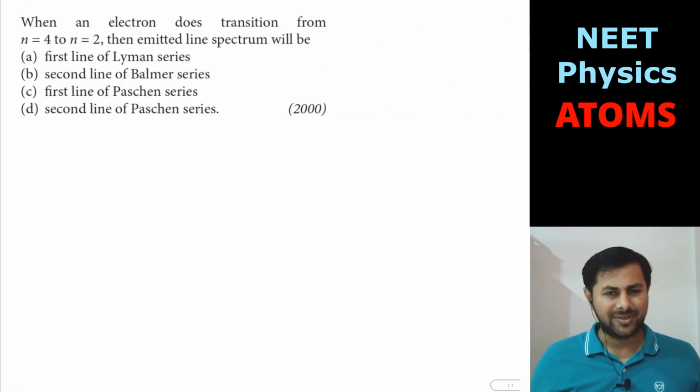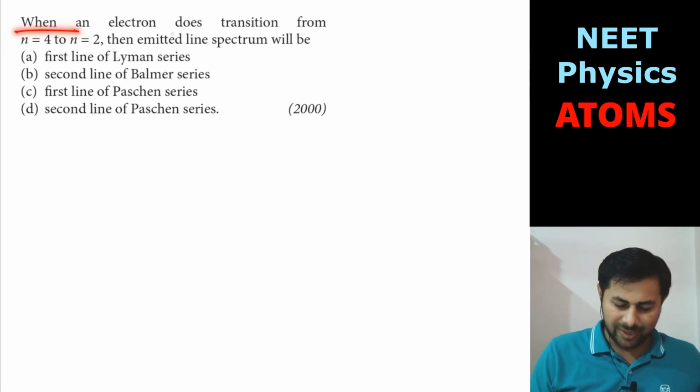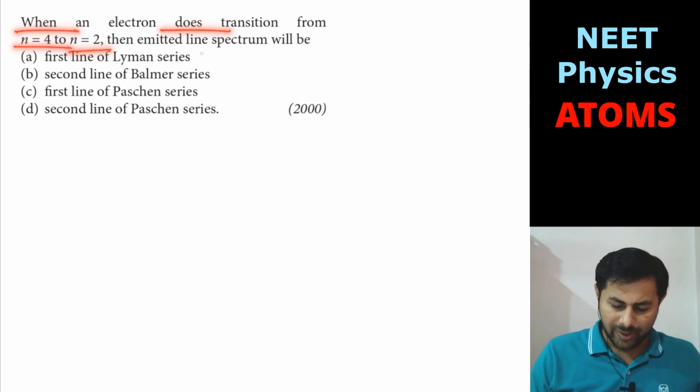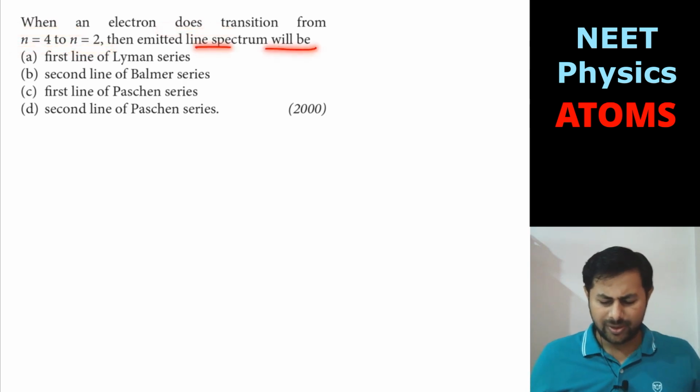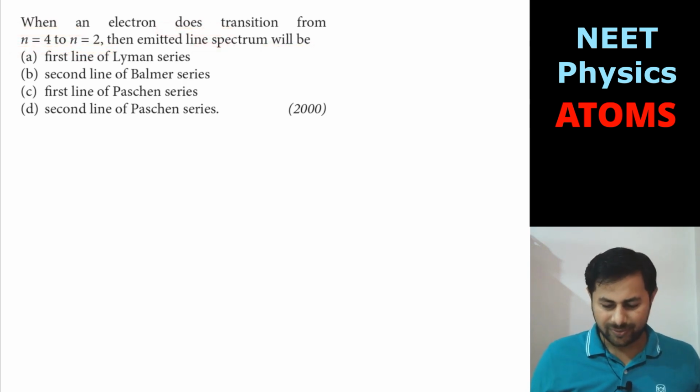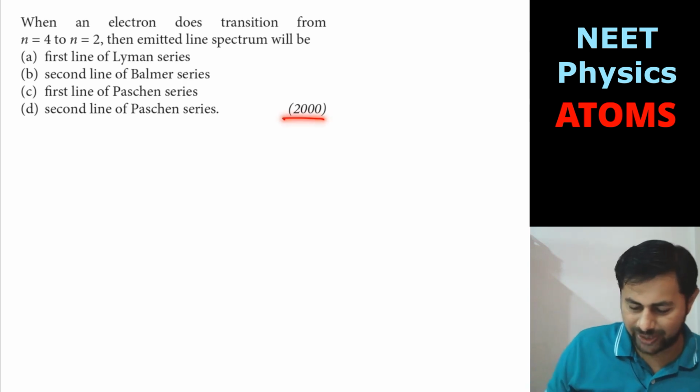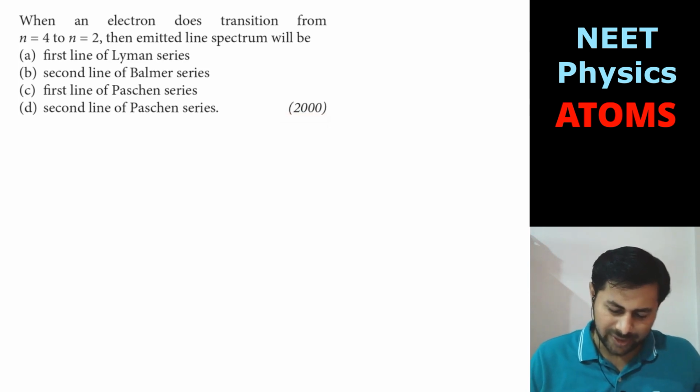Okay, let's see the next one. When an electron transitions from n equal to 4 to n equal to 2, the emitted line spectrum will be... This is a very simple question, but they have asked it at some point. So what is this?